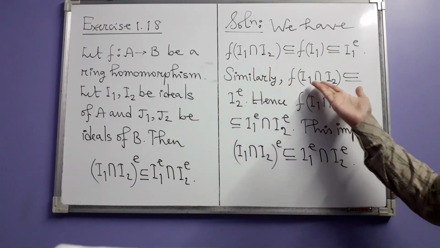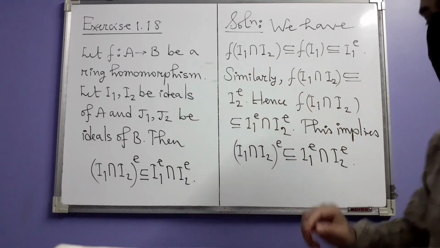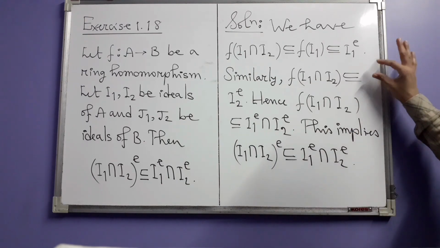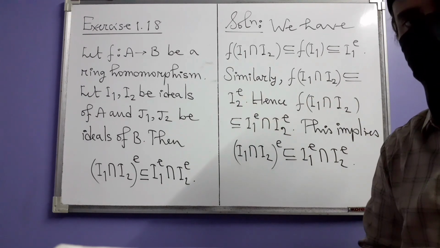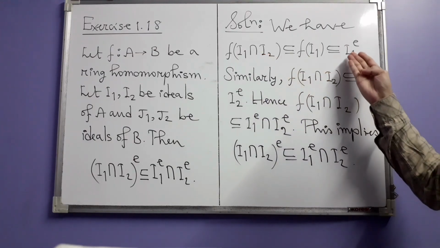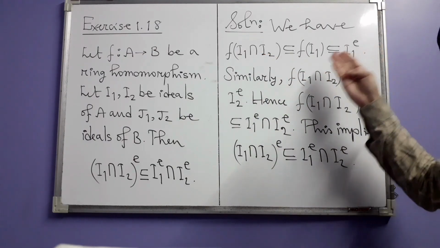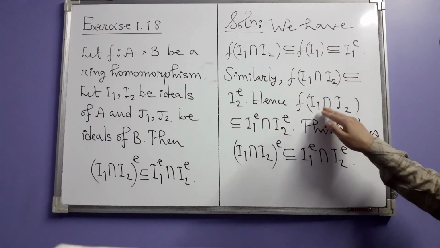Similarly, F of I1 intersection I2 is also contained in the extension of I2. That is because you can write F of I2 here, which will itself be contained in I2 extension. So this F image is now contained in both I1 extension and I2 extension. So it is contained in their intersection.